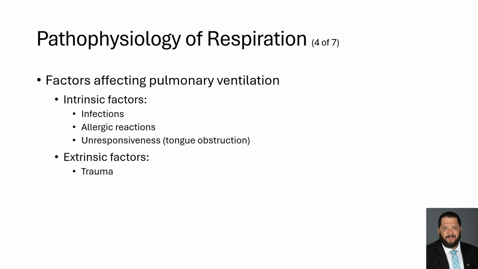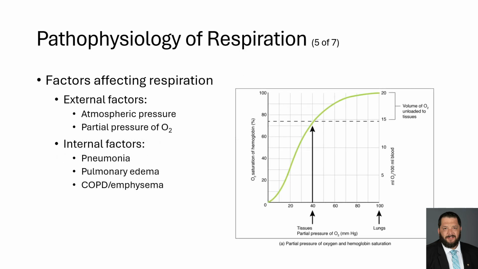Foreign body airway obstructions can also prevent an appropriate ratio of ventilation and perfusion, remembering that we need both of those to work in concert together. There are also other factors that affect respiration, including external factors, and these are things like atmospheric pressure or the partial pressure of oxygen. You'll discuss in environmental emergencies that as altitude changes, you can also see a change in the partial pressure of oxygen.